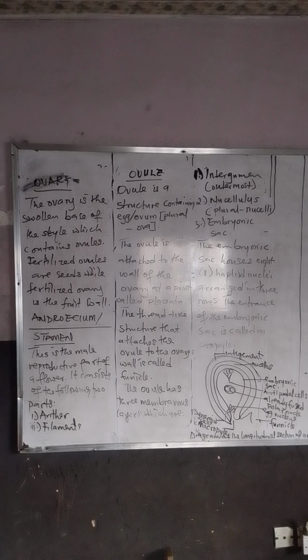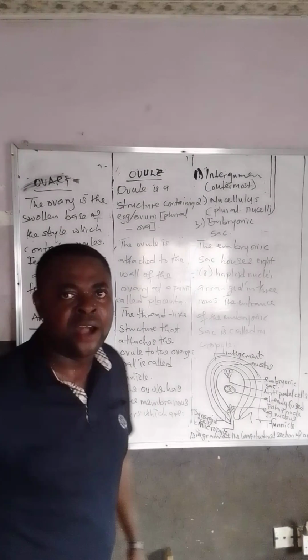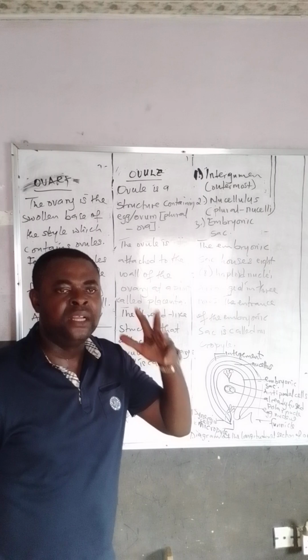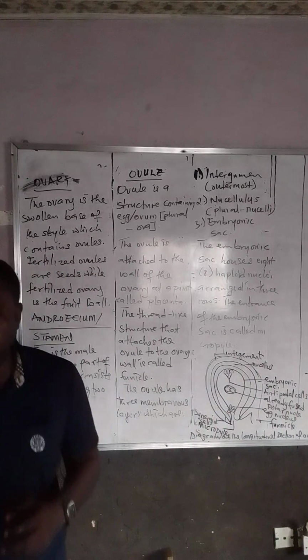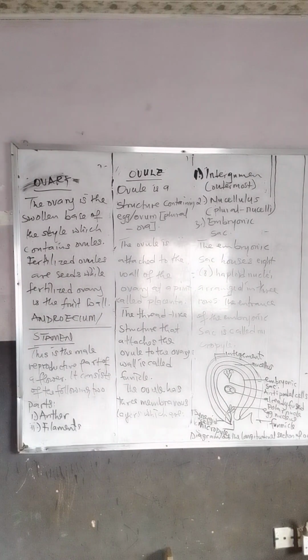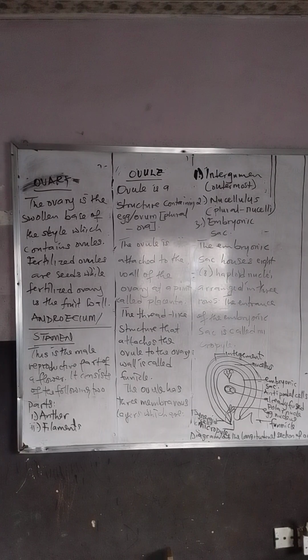So in the next video, we are going to look at the diagram of the longitudinal section of Pride of Barbados and that of hibiscus flower, and I will be showing you some guidelines that you need to follow while drawing in order to satisfy the marking scheme of WAEC and NECO.